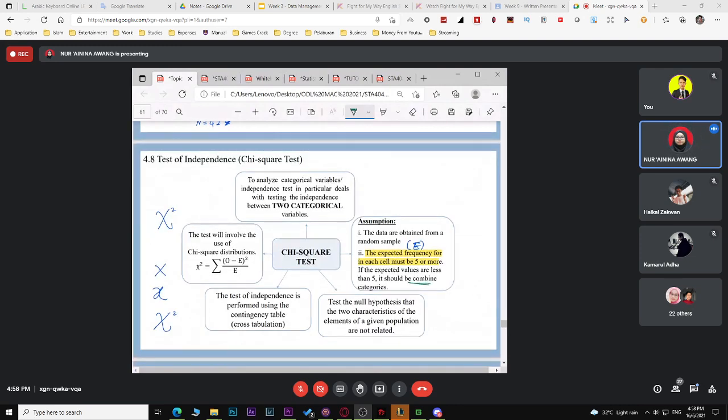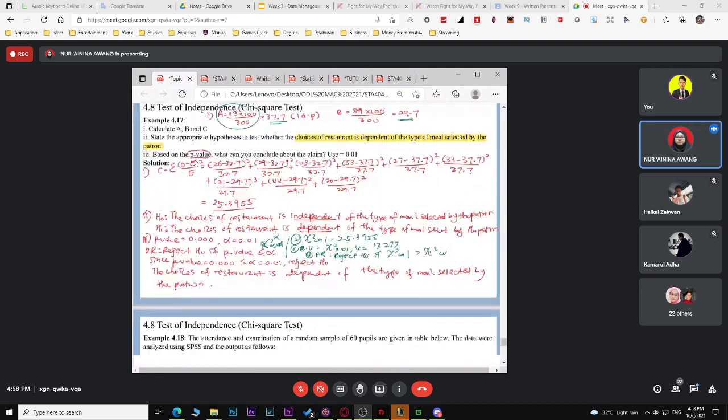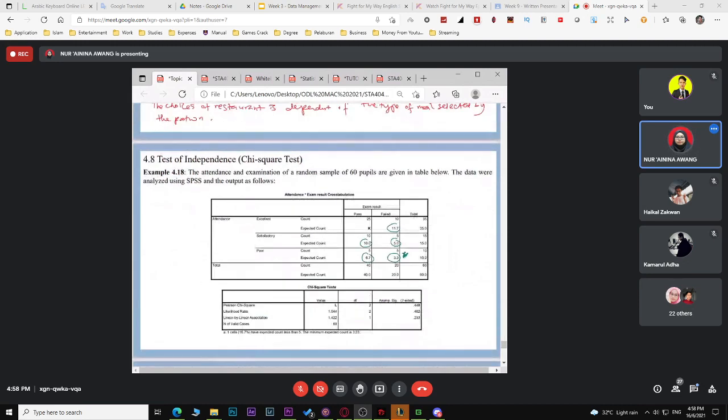So what you need to do, as the assumption says, is combine the categories. How to combine the categories? You need to check. In this case, you cannot combine your columns. Why? Since you only have two columns. When you combine these two columns, pass and fail become one category, so there will be only one column.